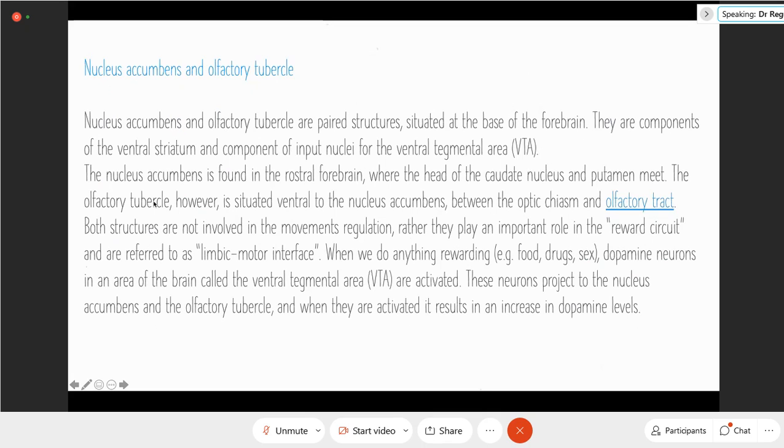Tapping out a little bit, your nucleus accumbens and olfactory tubercle are part of the basal ganglia, but involved in the limbic motor interface. All right. So I have mentioned the role of the reward circuit earlier. We do things for reward: food, drugs, and even our sexual behavior is related to dopamine, which is the important neurotransmitter in these circuits, and they are played by the ventral striatum.